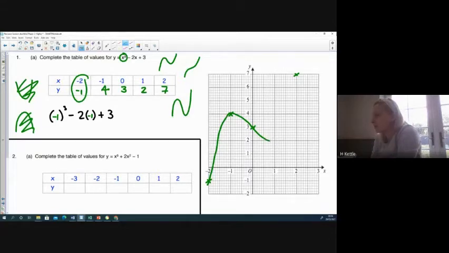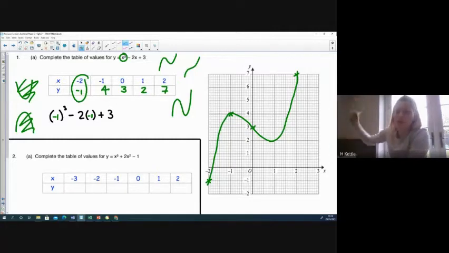Oh, I turned it into a rubber, didn't mean to. There we go. That's going to be much easier on paper. Something like that. So we're just joining it up with a nice smooth line, and that would be our cubic.